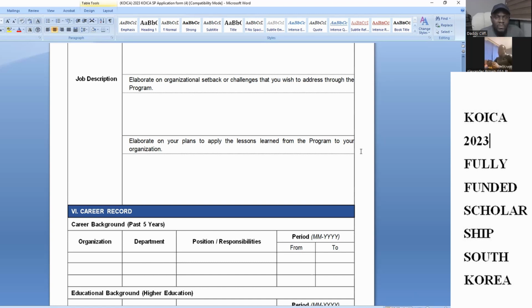But most importantly, you also need to come up with a plan on how you are going to use the knowledge you acquire to affect the individuals that you work for. Almost everybody who works with the government is providing service to their constituents or their population. So you need to come up with a plan on how you are going to use the knowledge that you are about to acquire to affect their lives.